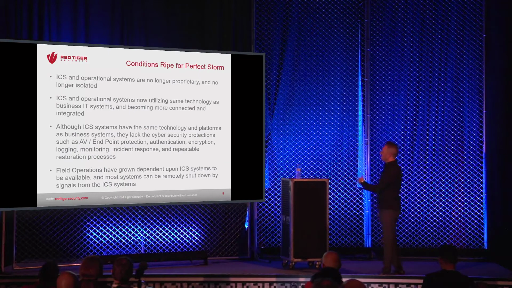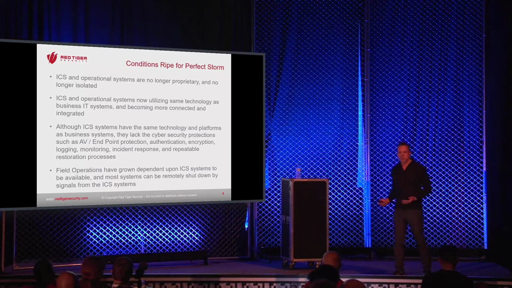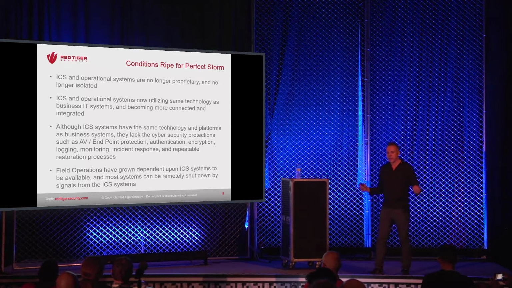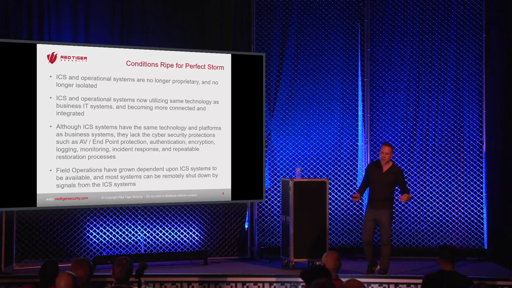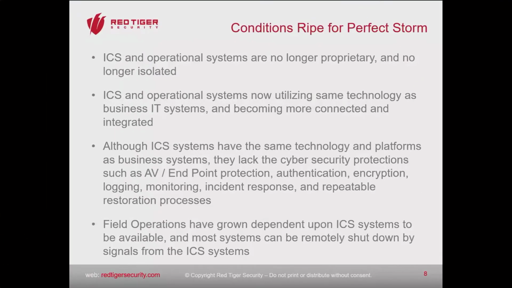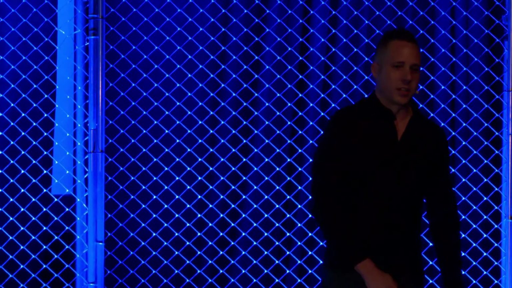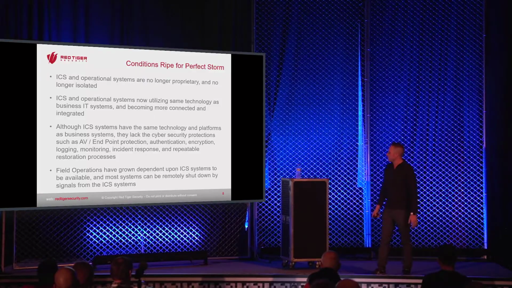So the point is, conditions are ripe now for a perfect storm because now we have systems that look and feel like IT systems based on the same protocols that are on the internet. They're connected more and more to other systems. Even though they look and feel like IT systems, they typically lack the security protections. I always tell people, opening up an app on your phone like Facebook or Instagram and posting something has more security involved in that process than clicking on the ESD button on your plant HMI, because there is no encryption, there's no certificates. It's just sending an open, clear text command to a PLC.